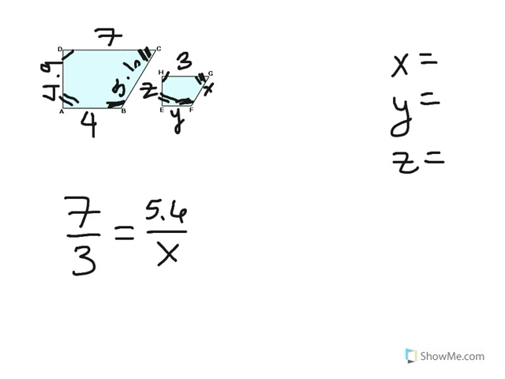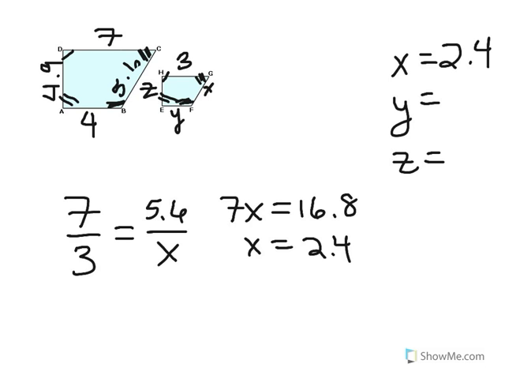Now, in solving this proportion, we can use the cross product property of proportions. Take 7 times x, and that has to be equal to 16.8. Divide both sides by 7. X is 2.4. So 7 to 3 is the same as 5.6 to 2.4. X is 2.4. First problem solved.